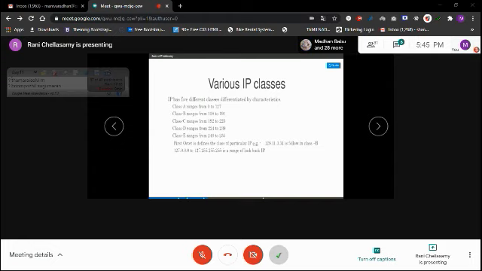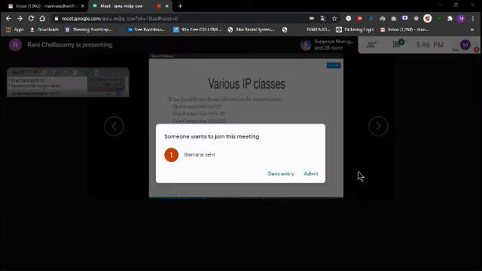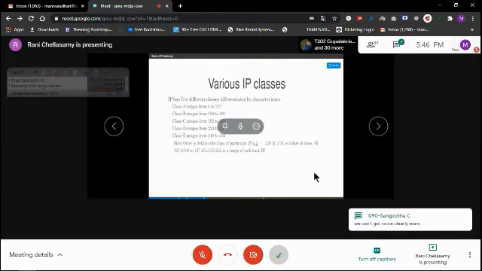So we have seen 5 classes of IP address, and each class is for a specific function. Class A is reserved for government, class B is used by medium companies, and class C is used by small companies. Class D is reserved for multicasting purposes. Class E is reserved for future use, or for research and development projects.